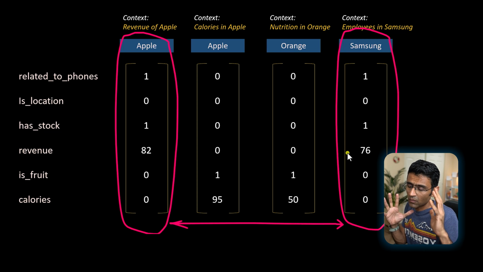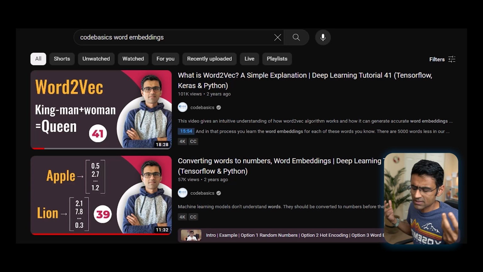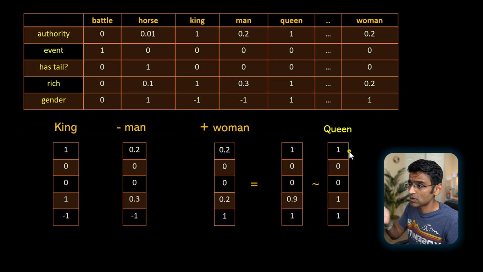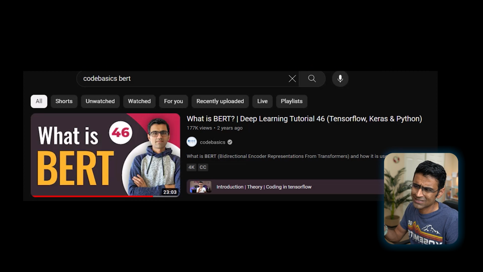So using these vectors, you can figure out the similarity, and not just similarity. You can actually do complex arithmetic such as this. This is a famous example in the NLP domain where you can perform this mathematics using a technique called word2vec. Word2vec is a technique to represent a word into a numeric representation. I have made a separate video, so if you want to know more about it, you can go and look at that video. In that video, I have explained how you can generate handcrafted features for each of these and do this particular math. Now, just for intuition, I explained everything using handcrafted features, but in reality, you use some complex statistical techniques to generate these word embeddings. Again, if you are curious, you can watch those two videos or this particular video on BERT.